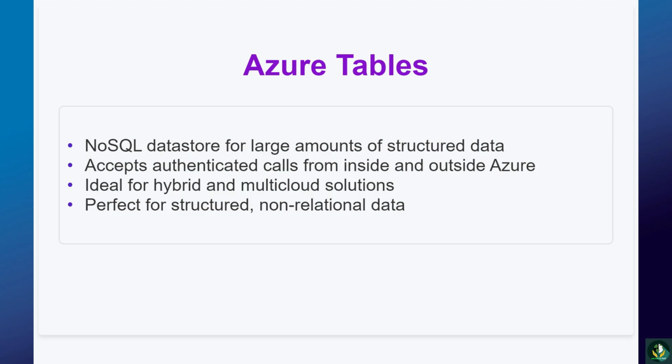This feature opens up a world of possibilities for building hybrid or multi-cloud solutions. You can have applications running on-premises, in Azure, or even in other cloud platforms, all seamlessly interacting with the same Azure table storage. This global accessibility ensures that your data is always available where you need it. Whether you're building a globally distributed application or need to maintain data consistency across different environments, Azure Tables provide the flexibility and reach to meet these requirements.